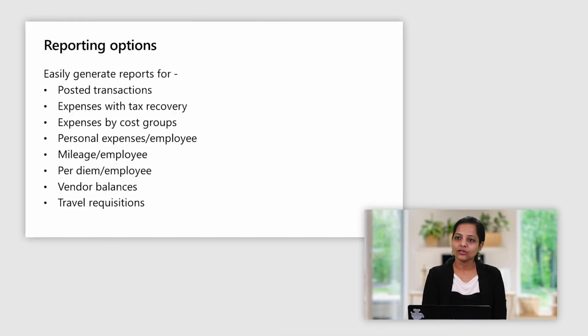D365 Expense has a lot of reporting options and interesting analytics that managers and organization leadership can use to determine in order to modify policies and manage spend. The reporting options available out of the box include posted transactions, expenses with tax recovery, expenses by cost groups, personal expenses per employee, mileage per employee, per diem per employee, vendor balances, and travel requisitions. All these reports are available with the click of a button and fairly easy to generate.